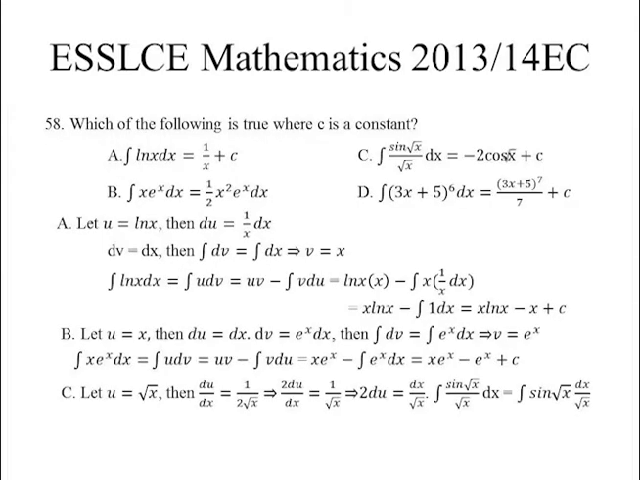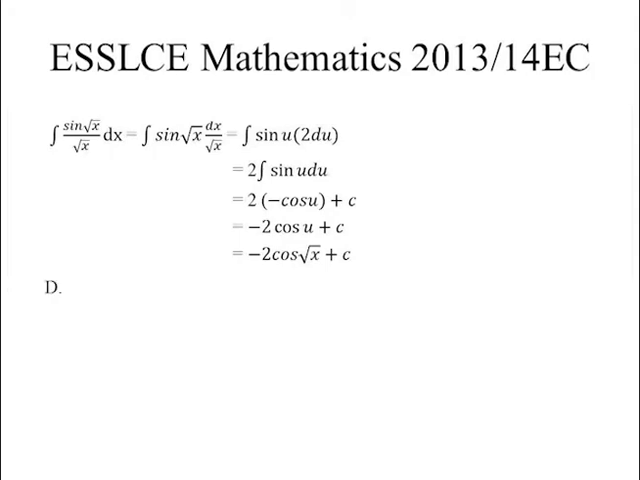Choice D, integral of 3x plus 5 to the power of 6 dx is equal to 3x plus 5 to the power of 7 over 7 plus c. Also in choice D, integration by substitution is recommended. Let u is equal to 3x plus 5, then du by dx is equal to the derivative of 3x, which is simply 3, plus the derivative of 5, which is 0, or dx is equal to 1 over 3 du.